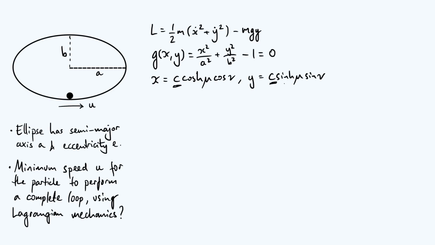C is not one of the coordinates. It's a constant that basically determines where the focus of the ellipse is. But we're just going to leave it as c for now. We'll think towards the end about how that's related to the semi-major axis.